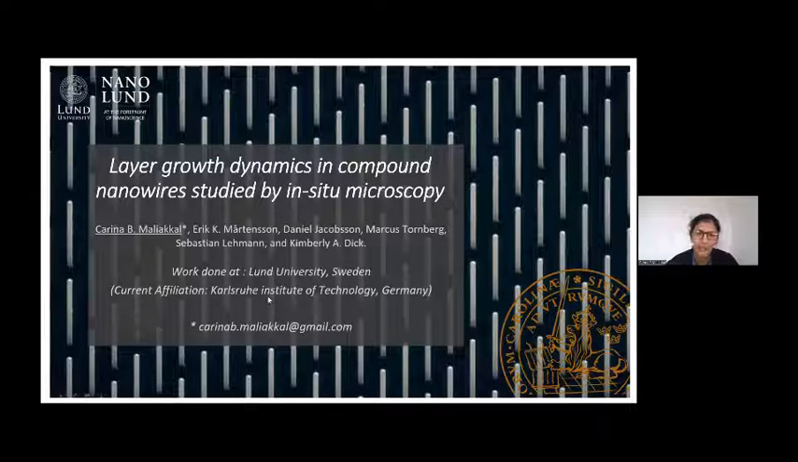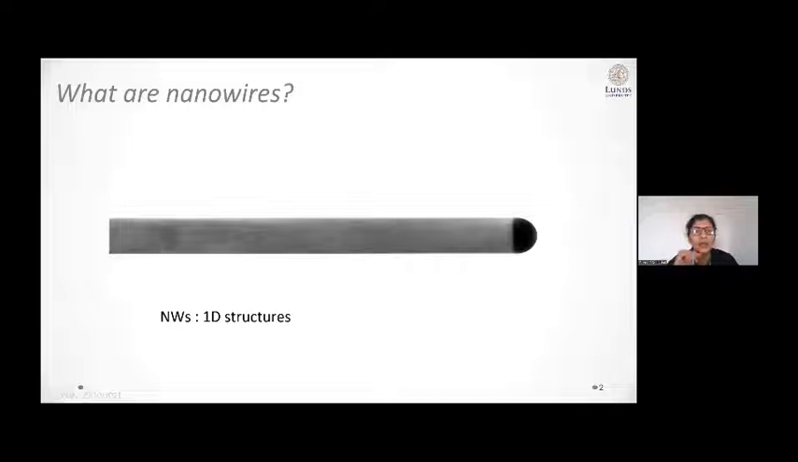And the work was done, now I'm at Karlsruher Institute of Technology, but this work was done while I was at Cologne University. And let me first tell you what nanowires are, and then I will tell you what semiconductors are, and then we will go about growth of nanowire semiconductors, and then I will give you a little bit in-depth details about our studies recently.